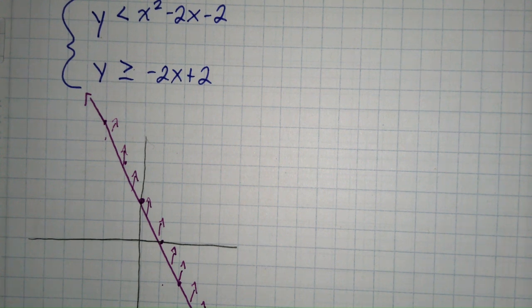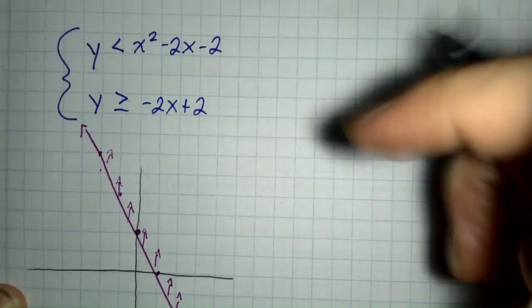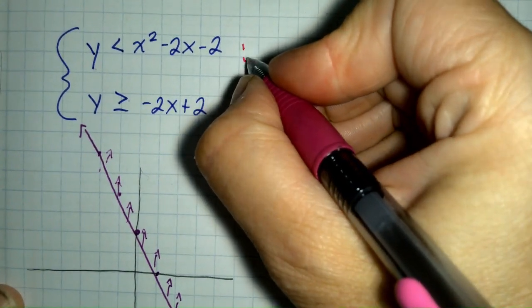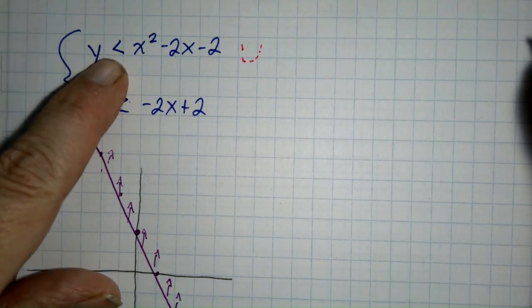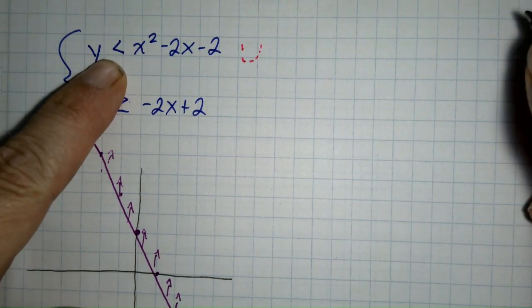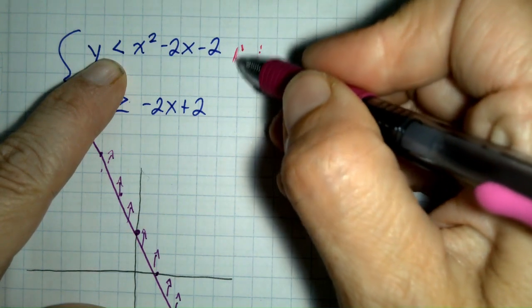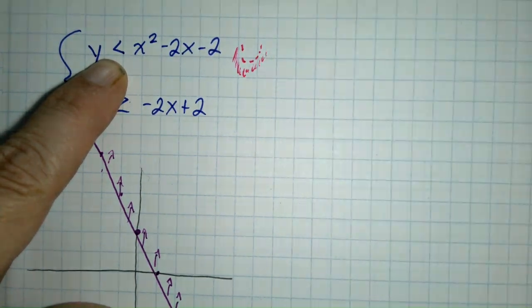So now we need to go back and we need to remember how to graph this parabola. And this parabola is going to be a dotted parabola because it's not underlined. And it's going to be shaded under, or left, or less than. So under the parabola would be everything outside the parabola.